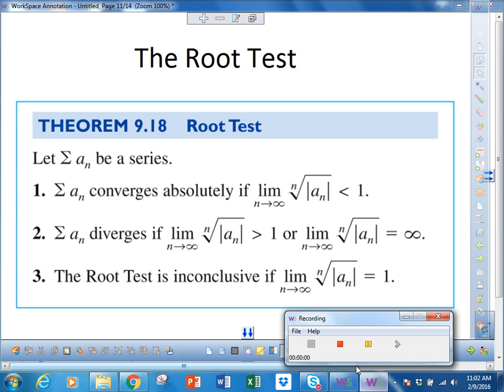If that limit is greater than 1, or if it's infinity, just as in the ratio test, then that gives us divergence. If it's less than 1, then that gives us convergence. And once again, if it's 1, it's inconclusive. So the rules are the same. You just have to do a different step, and that's take the nth root of the series.